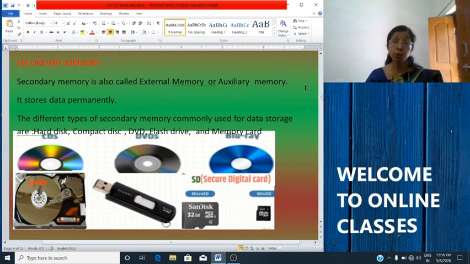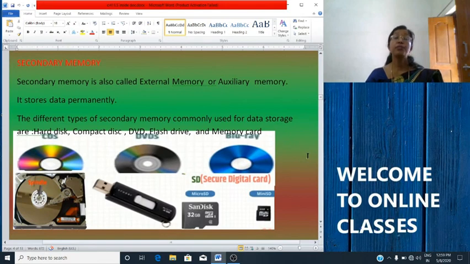So, we can store data, documents or other files permanently for future use in external memory. Once the documents are stored in this memory, they can be used as many times as you want. It also helps in transferring the data from one computer to another computer. Secondary memory can be recalled at any time. It does not get erased when the computer is turned off.